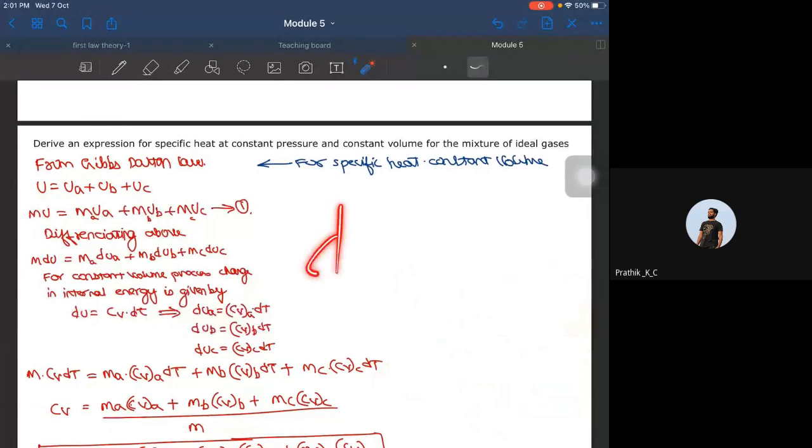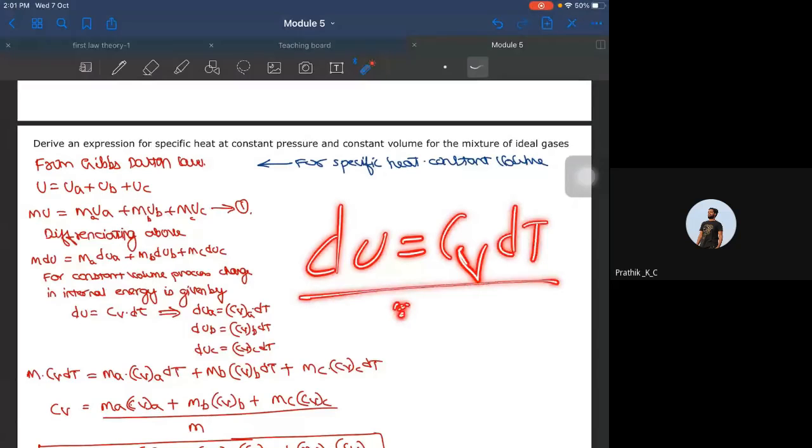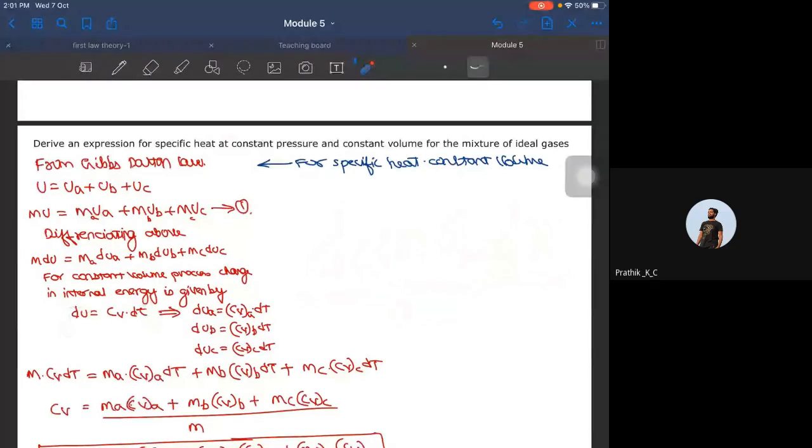So for this particular problem, what do you have? dU, in the sense it will be V, so it is dT. dU is equal to Cv into dT. So that is what I have taken here. Apply it for A. That is, dU of A is equal to Cv of A into dT. dU of B is equal to Cv of B into dT, and dU of C is equal to Cv of C into dT. Substitute the same thing. dU is written as Cv into dT, dUA is written as Cv of A into dT, dUB is written as Cv of B into dT, and dUC is written as Cv of C into dT. Anything which cancels away in this expression?